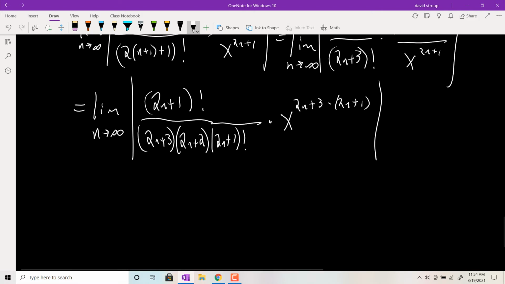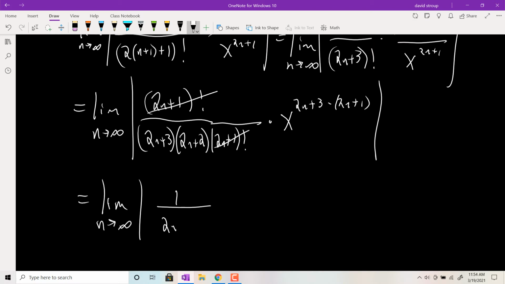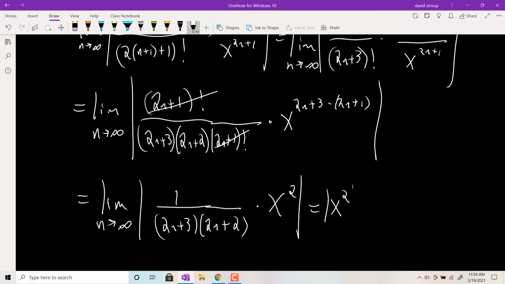Okay. So then that'll equal the limit as n goes to infinity of the absolute value of 1 all over 2n plus 3 times 2n plus 2, times x to the 2n plus 3. What is this going to be? Minus 2n minus 1, so that would just be x squared. You can factor out the x squared part. You don't need to bring around the absolute values because x squared is positive, so it would be silly to write it like that, but I'll write it like that anyways.